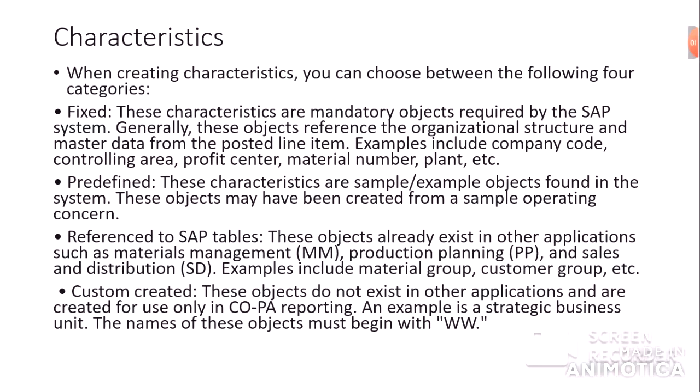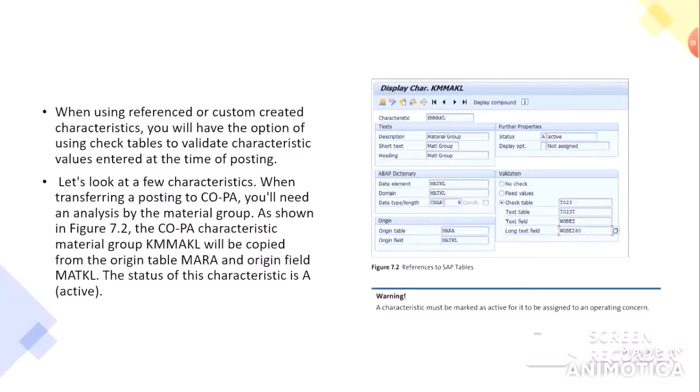So an example is a strategic business unit. The names of these objects must begin with WW. When using referenced or custom created characteristics, you will have the option of using check tables to validate characteristic values entered at the time of posting. Let us look at a few characteristics.